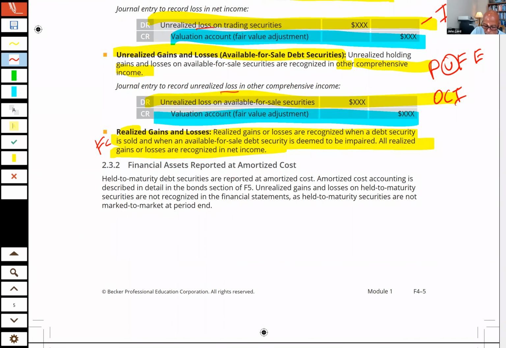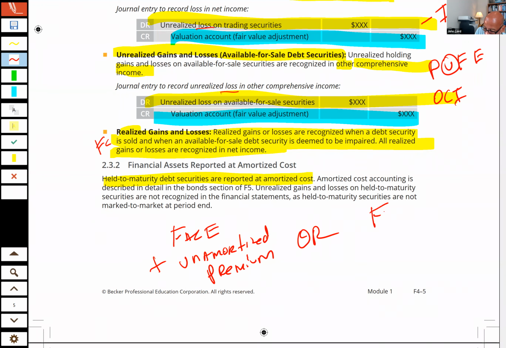Now, if we are dealing with a held to maturity security, then we do not have to come up with any unrealized holding gains and losses. We will simply carry that at amortized cost. Amortized cost is the face plus any unamortized premium, or, it can't be both on the same security, face minus any unamortized discount.